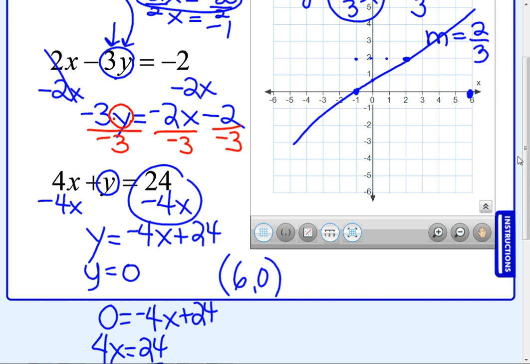Negative what? 4. Negative 4, which means I'm going to go down 4 and to the right 1. Or I could go up 4 and to the left 1. And there's that line. I guess we have to estimate that, assuming I graphed that correctly. This is one where I don't like it because it's not going to be a nice number. So we're going to have to find another way to do that, but that's tomorrow.